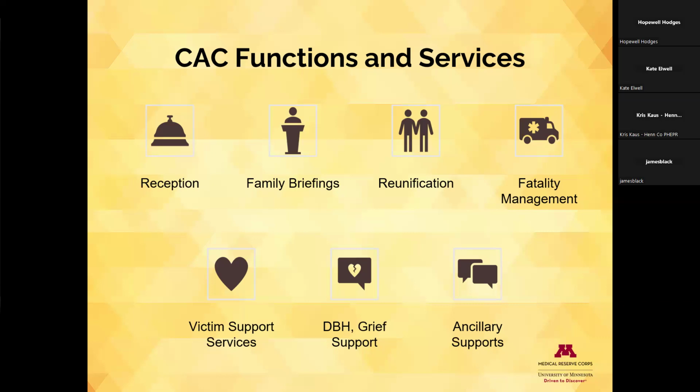The disaster behavioral health and grief support, as Vaughn mentioned, happens throughout all these processes. We have hotlines, different ways folks can access that support. And then finally, ancillary supports are things to help people go through this process. So childcare, if folks are bringing other young children with, we have lactation space and services, again, interpretation and translation services, those types of supports as people move through this process.